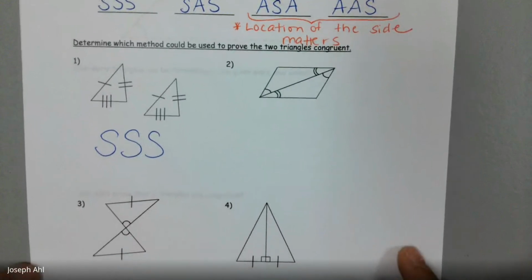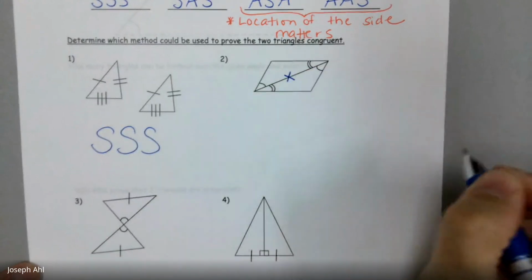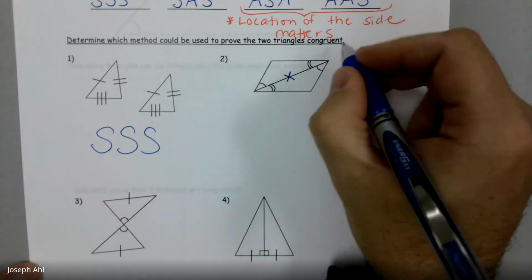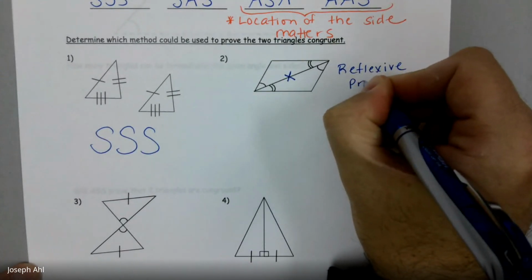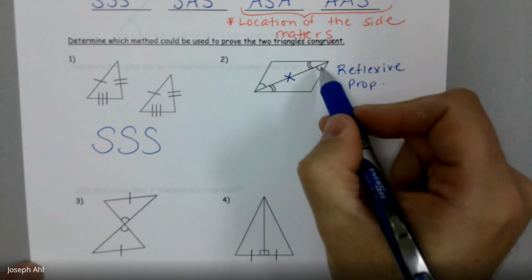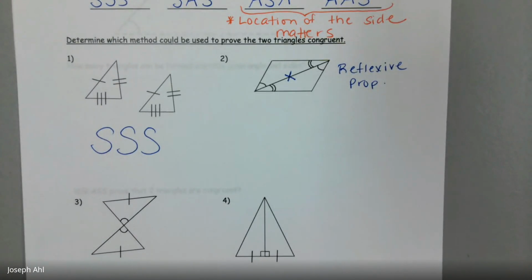One thing that we'll learn, though, is that in a diagram like this, we can do this marking from before. And if you remember what that's called, this is known as the reflexive property. When you have a shared side between two triangles, you can mark that with an X, and that would be a side that's congruent within both, since it's a side that they both share.